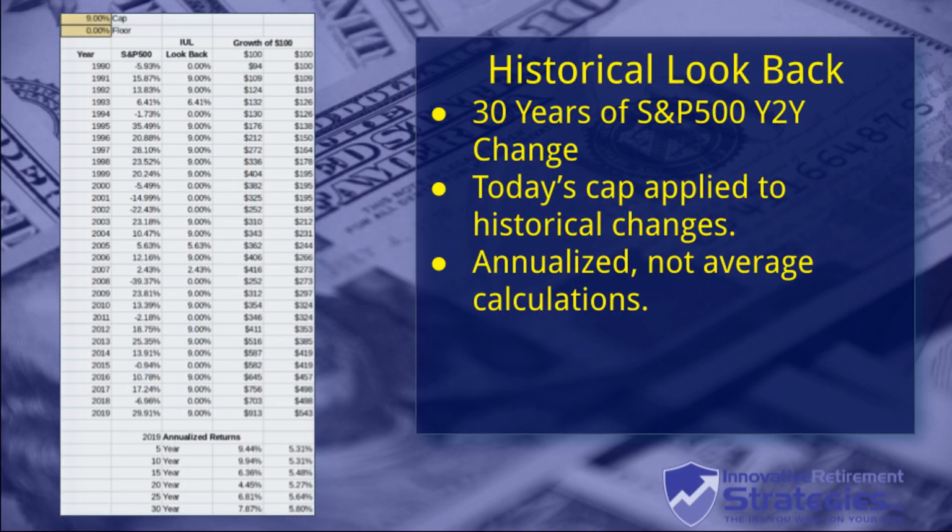So with an Indexed Universal Life, the insurance company has the ability to basically capture a premium over the debt market rate of return. So how much of a premium can we expect in an IUL? In this chart, I'm showing 30 years of S&P 500 changes from year to year, and I'm basically applying the formula for an Indexed Universal Life. What I'm trying to illustrate here is the growth of $100 over 30 years and calculate the average annualized rate of return for different time periods.